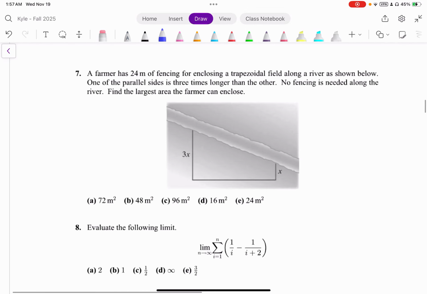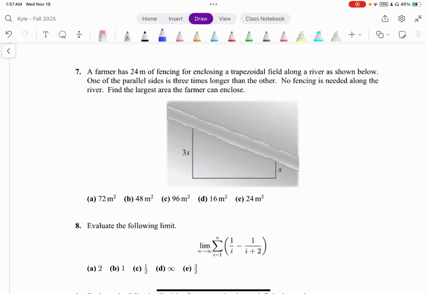A farmer has 24 meters of fencing for enclosing a trapezoidal field along a river. One of the parallel sides is 3 times longer than the other. No fence is needed along the river. Find the largest area the farmer can enclose.